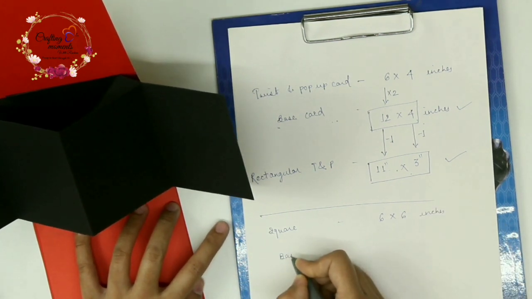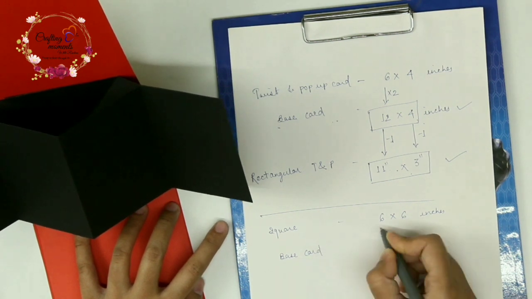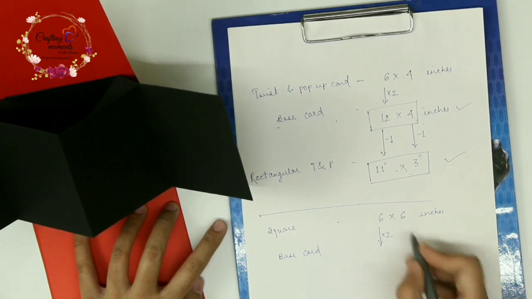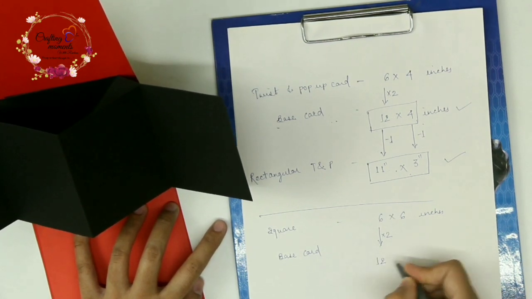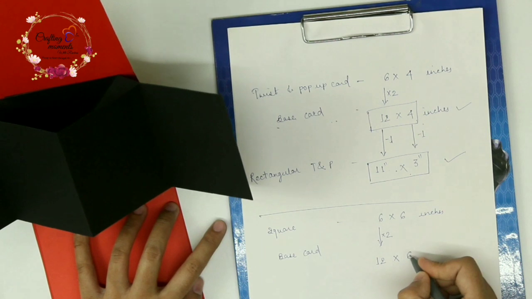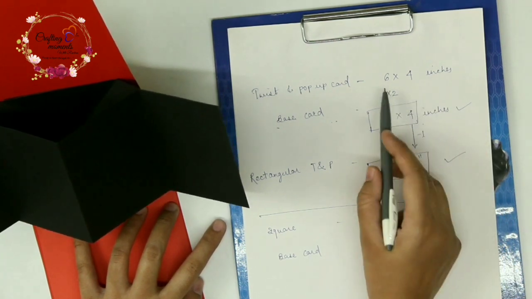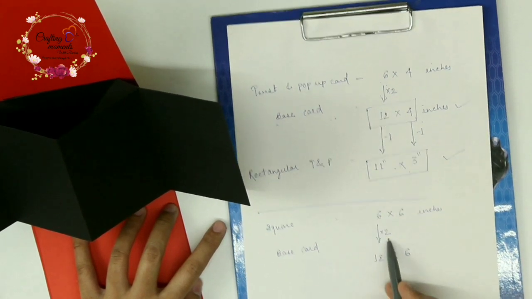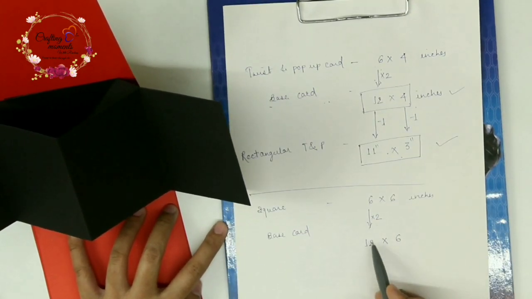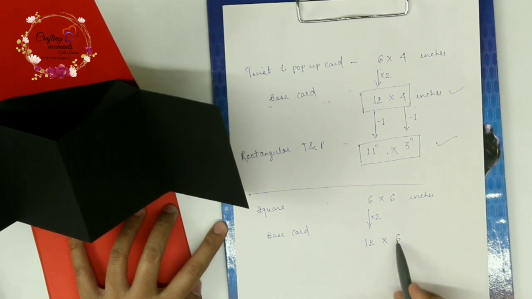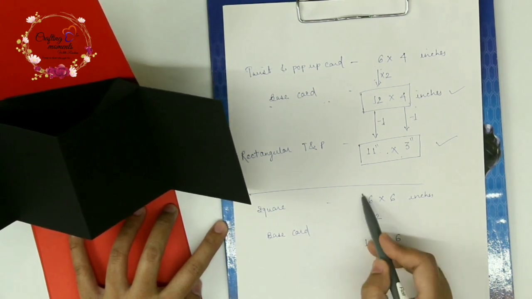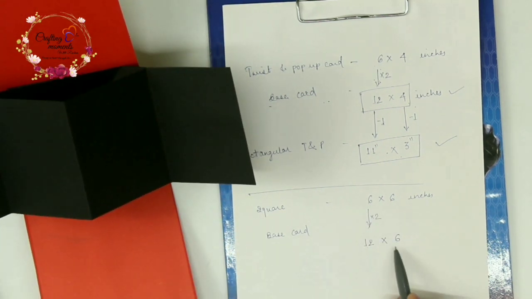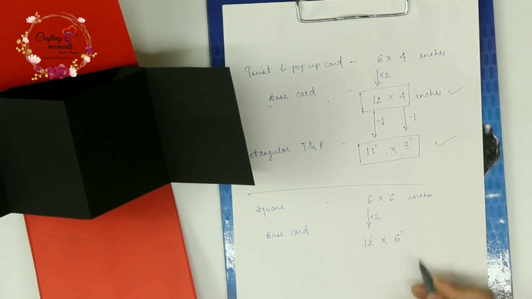For the base card again I will have to multiply the length by 2 inches. So 6 multiplied by 2 will give us 12 inches, and the width will remain the same in both cases, okay, only we need to multiply the length by 2. So here we did the same. 6 multiplied by 2 will give us 12, and here we will get 6. So 6 by 6 is square inches. So the base card is 12 by 6 inches, okay.